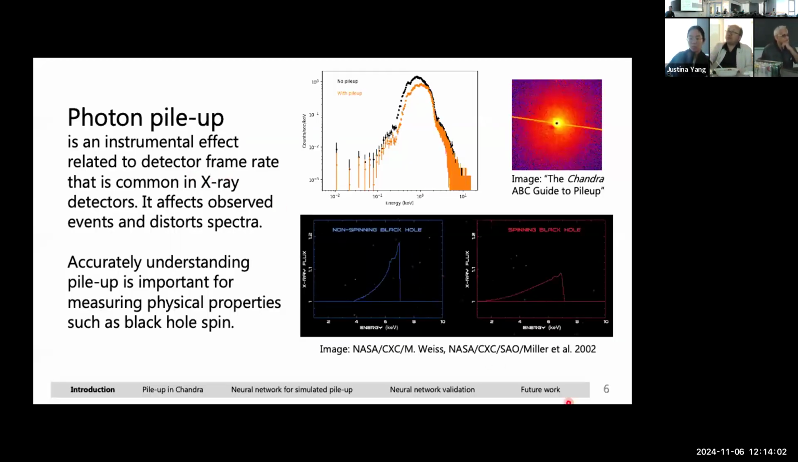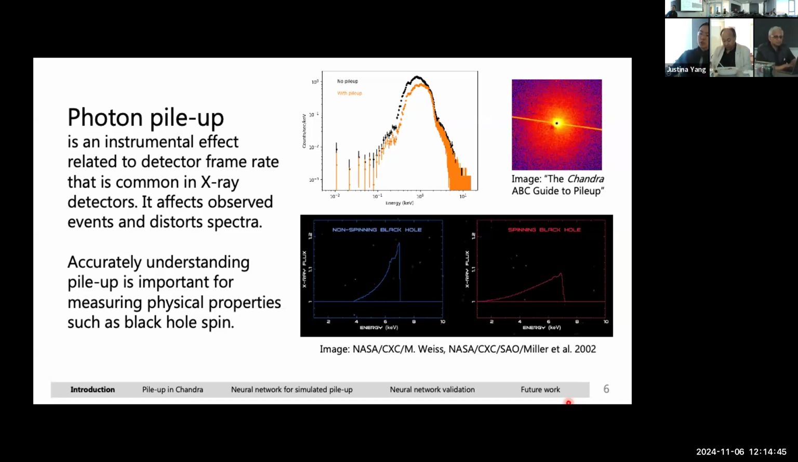Okay. So as I was just saying, the spectra contain information about the physical properties of the object. But when you make a measurement of a particular spectrum, you'll have instrumental effects, including pileup. Pileup is an effect that relates to the rate at which you measure frames of your data, and will affect the event list that you infer from an observation, and therefore it will also affect the spectra that you extract from the events list. So knowing pileup well and modeling it well is very important for modeling and inferring physical parameters, such as the spin of a black hole.